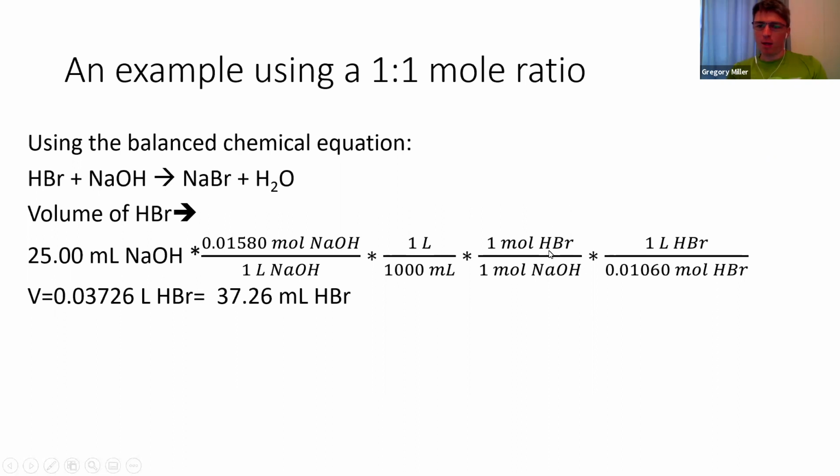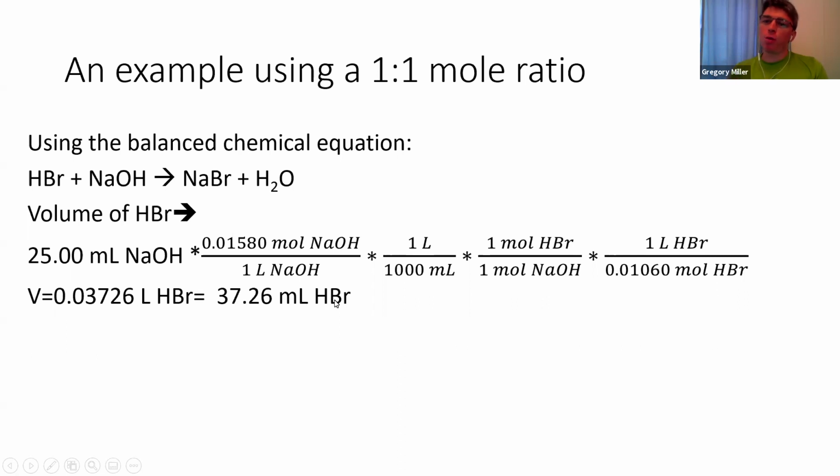And then you know the molarity of HBr, so you can figure out how much HBr you'll need to add. So what this would look like in the real world is if you know the volume and concentration of NaOH, how much HBr do you need to add to it? And it comes out as 37.26 milliliters.